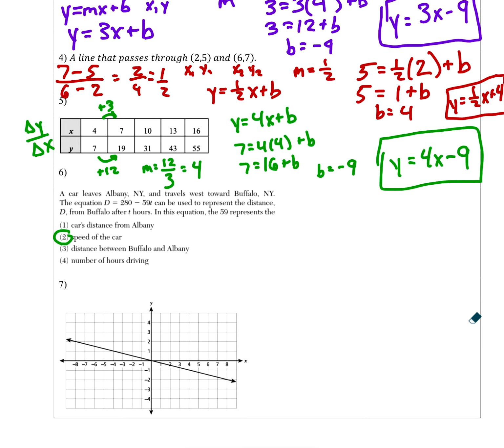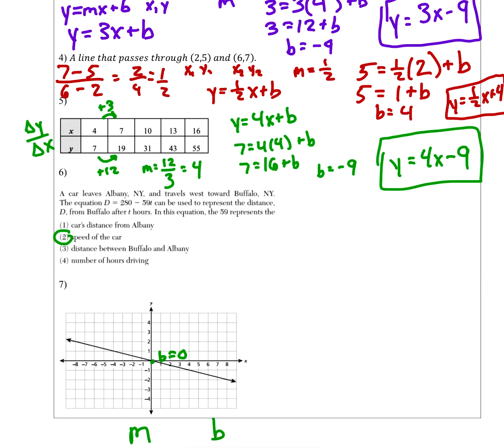So number 7, we have to find our m, our slope, and our b, our y-intercept. So let's look at our b first. This one's nice to find. Our b is just equal to 0 because it crosses at the origin. So my y-intercept is 0, 0.